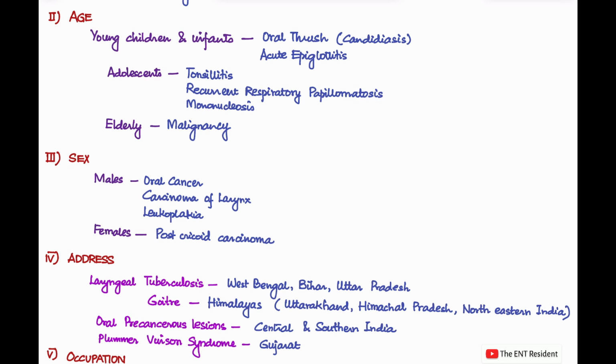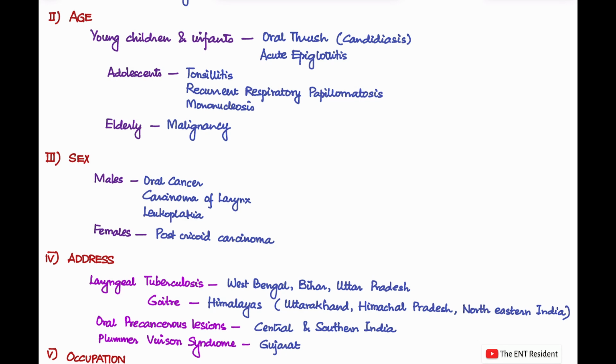Next, we move on to the address of the patient, or where this patient geographically belongs from. There are certain diseases which are common in certain areas. For example, laryngeal tuberculosis is more commonly seen in West Bengal, Bihar, Uttar Pradesh.